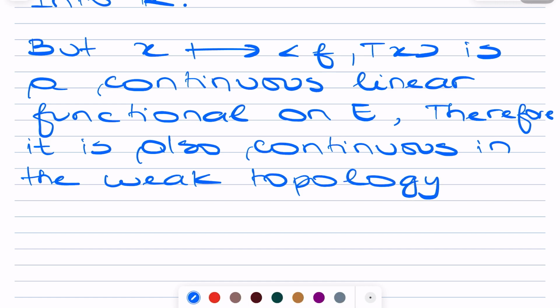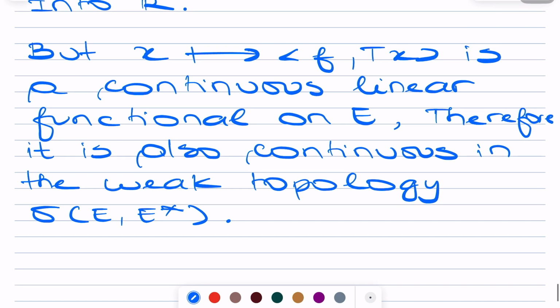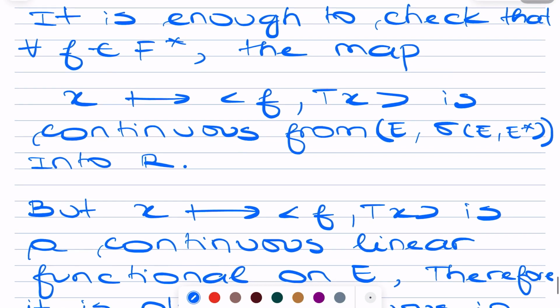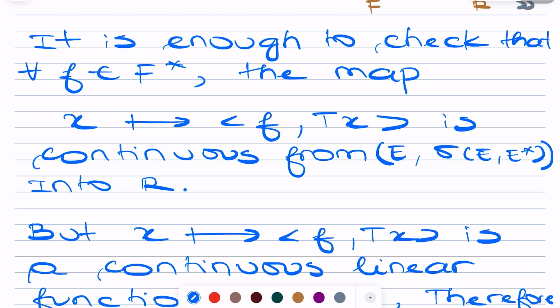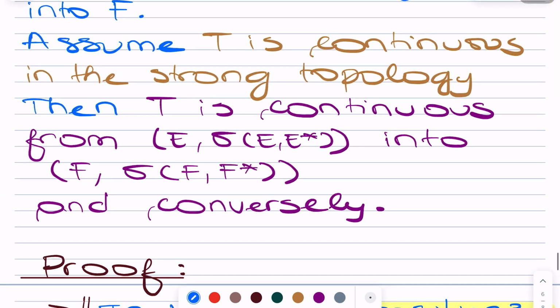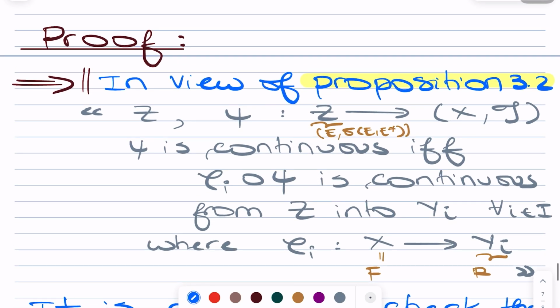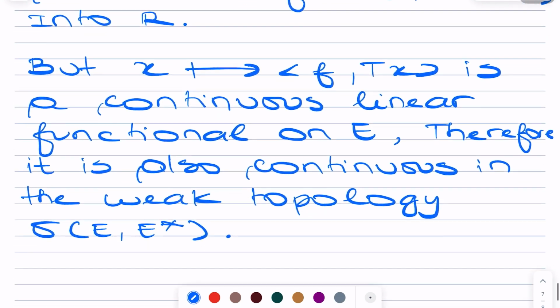In the weak topology sigma(E, E star), because we saw that open sets for the weak topology are open sets for the strong topology. So if you have a function that is continuous for the strong topology, it is obviously continuous for the weak topology. This is the case for us here because f is a linear bounded operator on F, and T is also a linear bounded operator by assumption. Remember what you want to show: we assume that T is continuous in the strong topology, and then you want to show that it is continuous for the weak topology. So this was the first sense. But in our theorem, we even said that the converse is true.